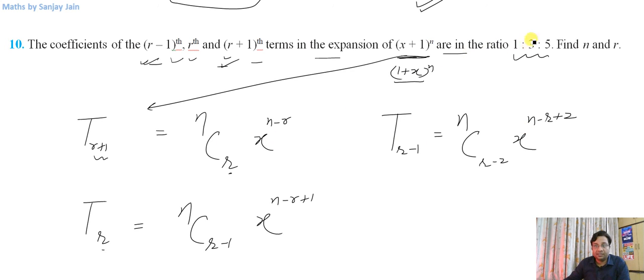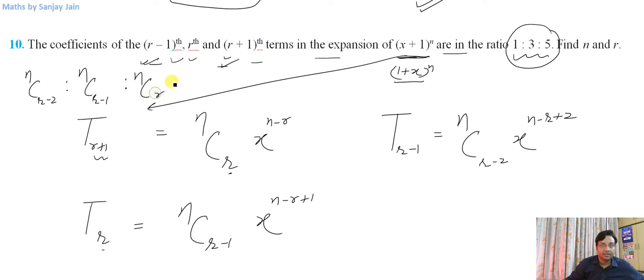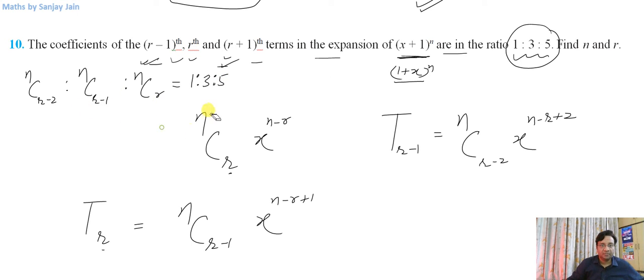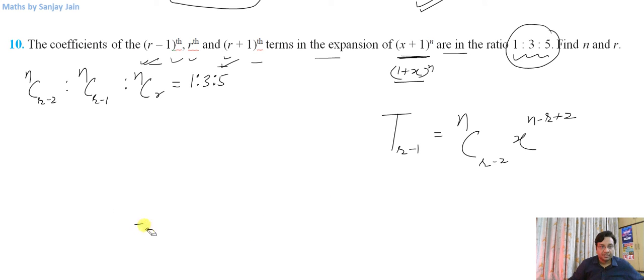Now these are in this ratio. The coefficients of these terms are in this ratio 1:3:5. So let us solve it. Let us write it separately here. nCr minus 2 is to nCr minus 1 is to nCr is equal to 1:3:5. This is given, right? Based on this, we will solve the question. There was one example like this, which was very lengthy. So this is going to be lengthy, but you don't have to worry, because only the calculation part is lengthy. Rest is done, because this is the ratio, right? We just need to calculate it now.